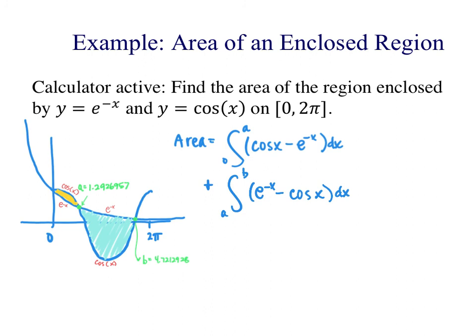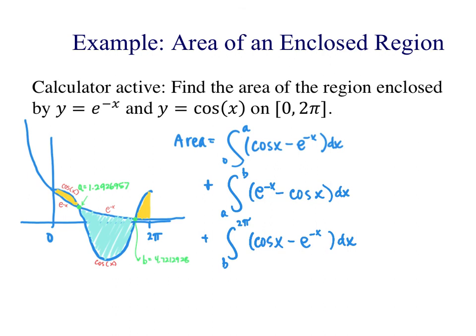For the final region of area, the upper and lower functions switch back, and then we're going to stop at 2 pi. So my final integral will start at b and end at 2 pi, and then we're back to normal again with cosine of x minus e to the negative x dx. Now your calculator can totally handle all of that. You can type all of that in one line. If you want to do them individually, you can, but you don't have to.